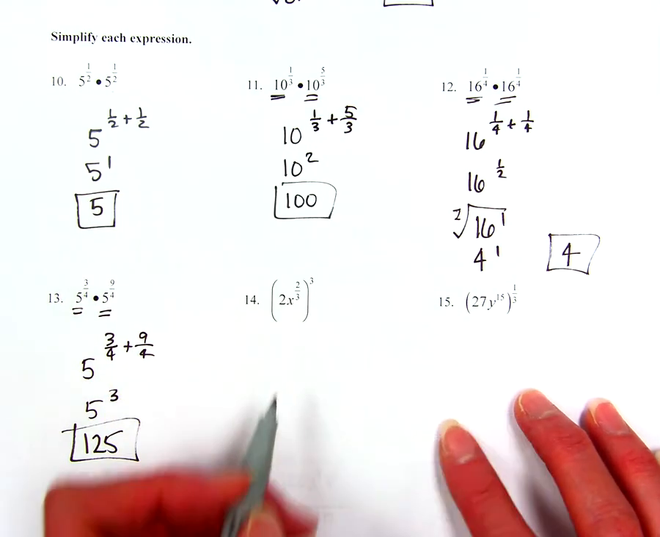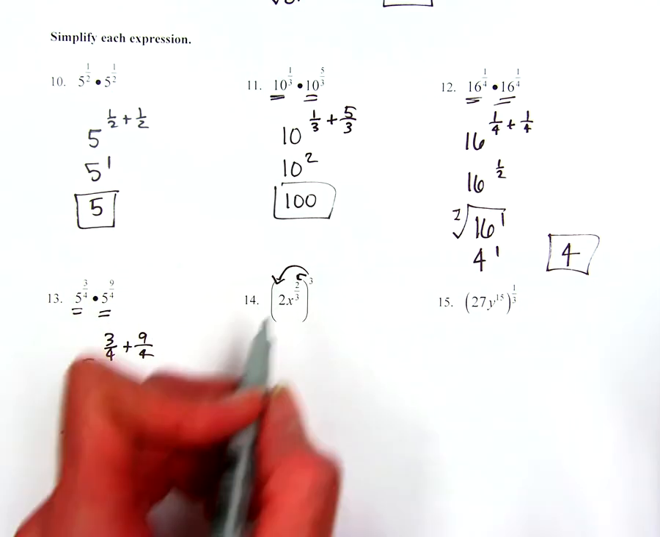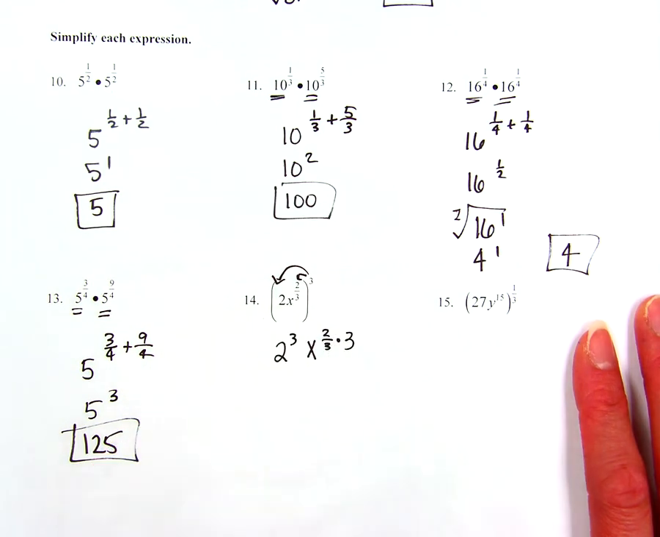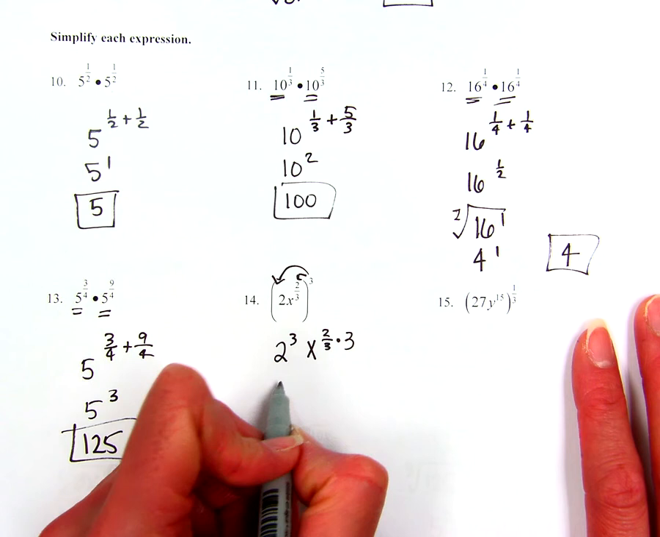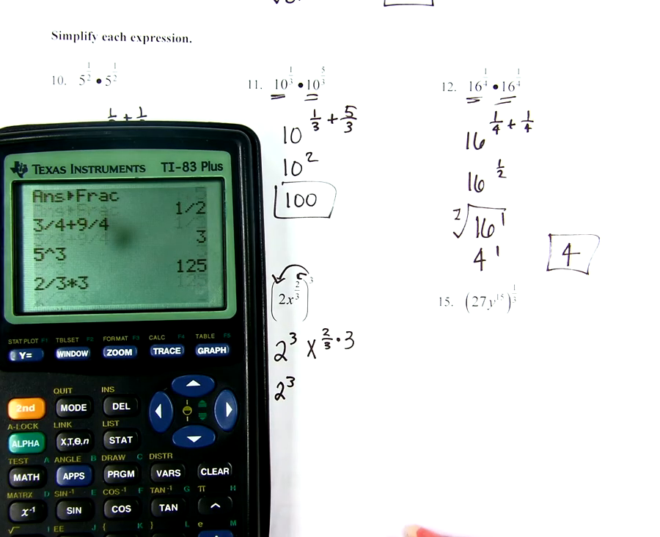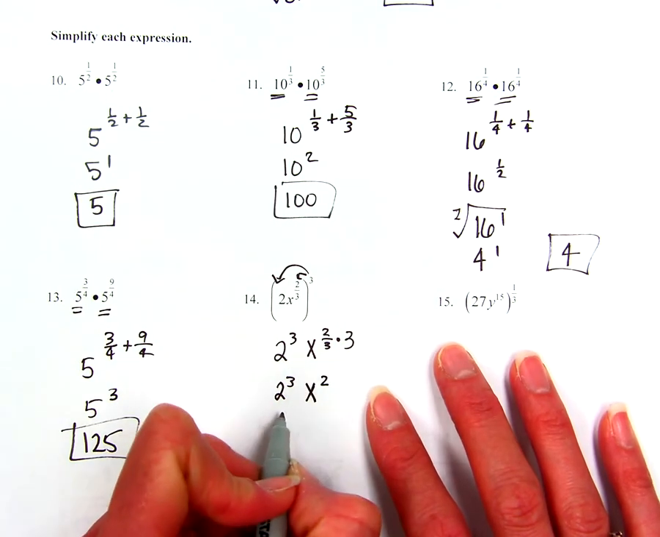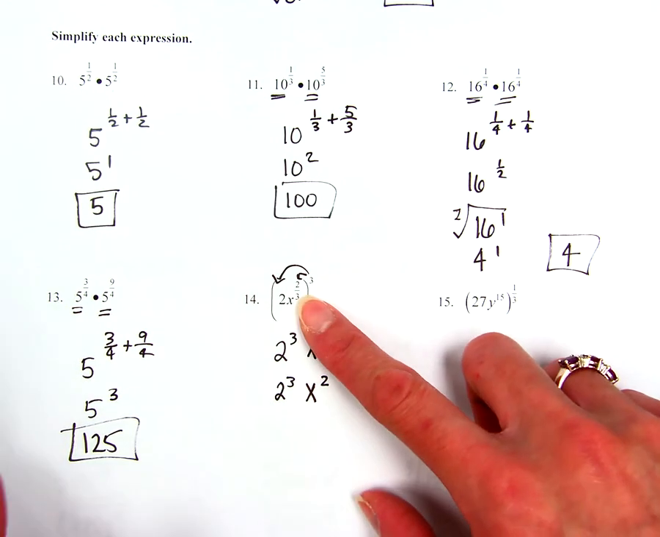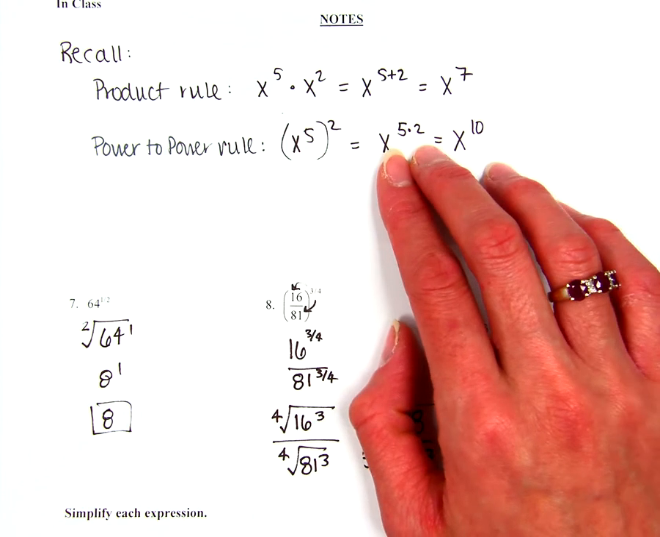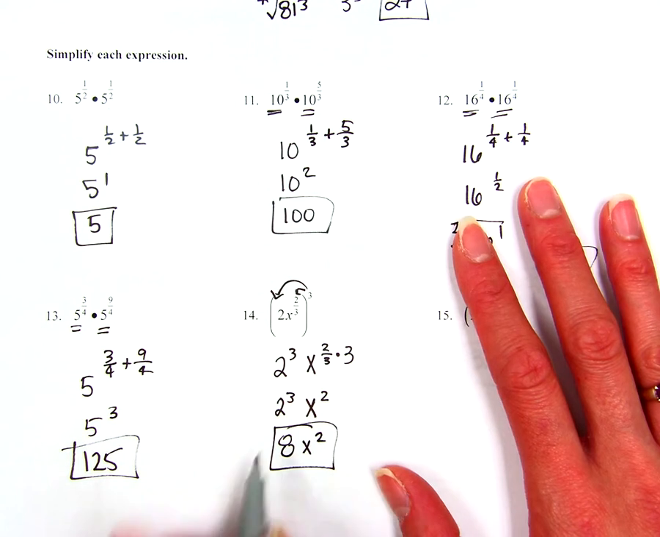All right, so this is a rule that we did on the first day also. You have a product raised to a power, so you distribute. You have 2 cubed and x to the 2/3 cubed, right, which means you're going to multiply. So we got 2 cubed, and if we multiply 2/3 times 3, that gives you 2. So we have x squared here. Right, as a reminder of this rule, if you have a power to a power, you multiply your exponents. All right, so how much is 2 cubed? That's 8, and this is 8x squared.